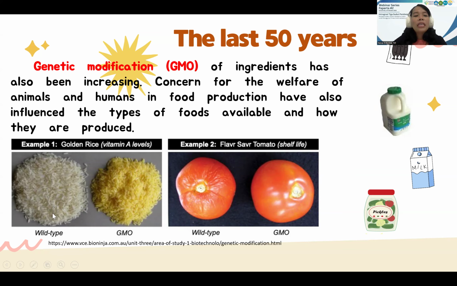So we don't only eat the rice, we don't only get the carbohydrate, for example, but in this golden rice, they add vitamins, vitamin A levels. And another example is in this tomato. So this is the wild type of tomato. And then after some modification of GMO tomato, so this is how the GMO tomato looked like. So concern for the welfare of animals and humans in food production have also influenced the types of food available and how they produce.